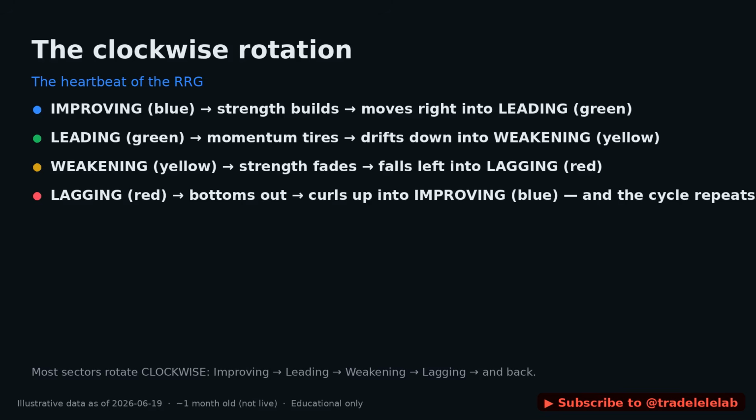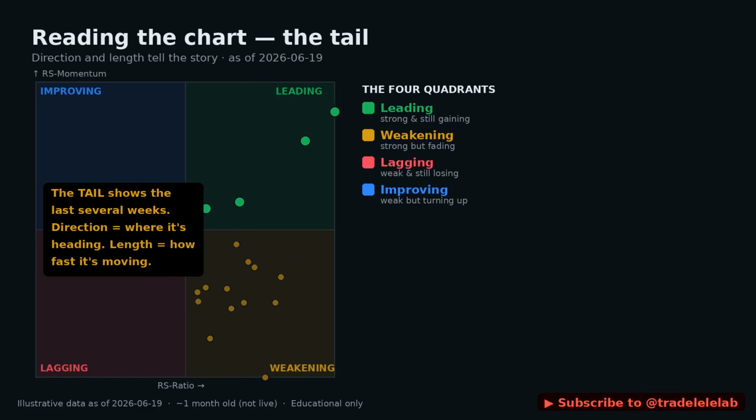From there, if strength keeps fading, it falls to the left into the red lagging quadrant. And finally, when it bottoms out, it curls back up into the blue improving quadrant, and the cycle begins again. Improving, leading, weakening, lagging, clockwise, around and around. Once you can see this rotation, the RRG stops looking like a cloud of dots and starts telling you a story. Let us talk about how to actually read one of these tails.